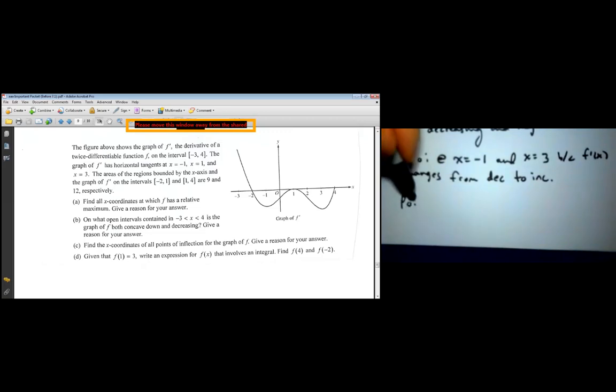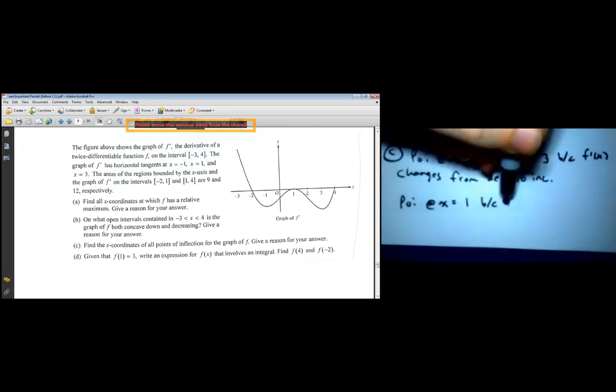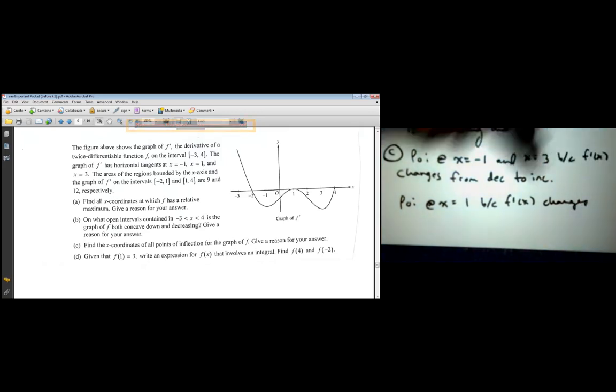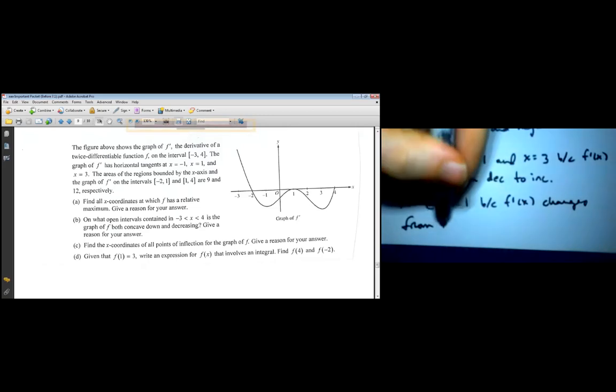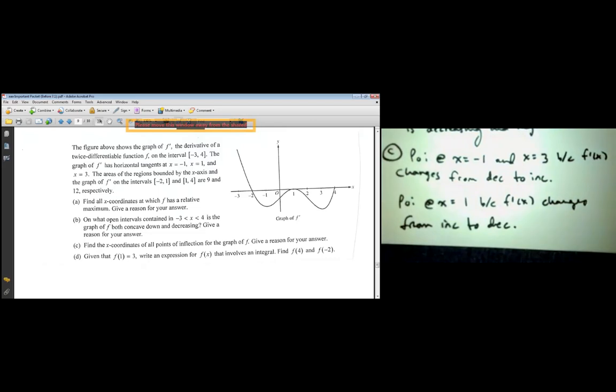There's a point of inflection at x equals +1 because f prime of x changes from, it's the same thing, but the other way around now, increasing to decreasing. So those are all the explanations, justifications, and answers there. So do we have any questions, confusion, anything on A, B, or C?